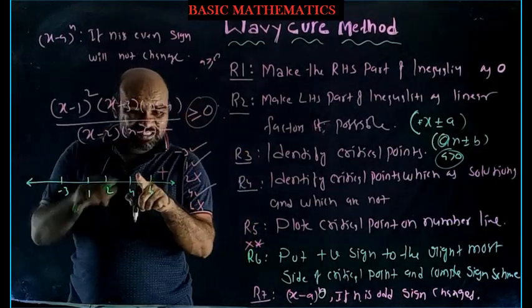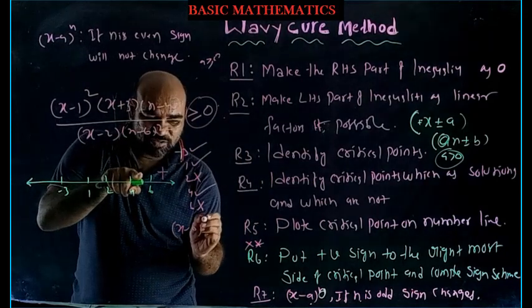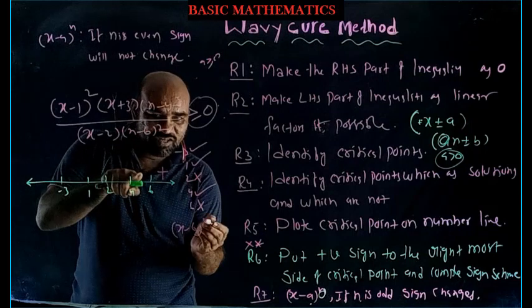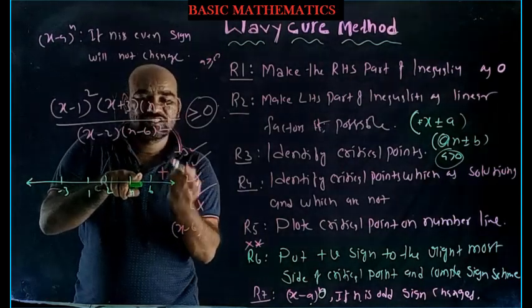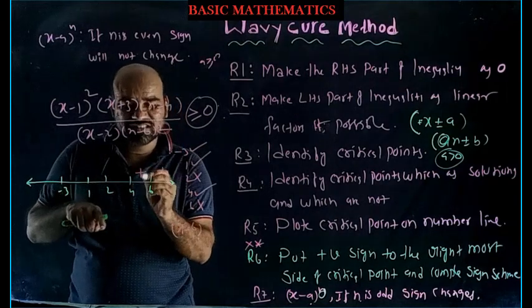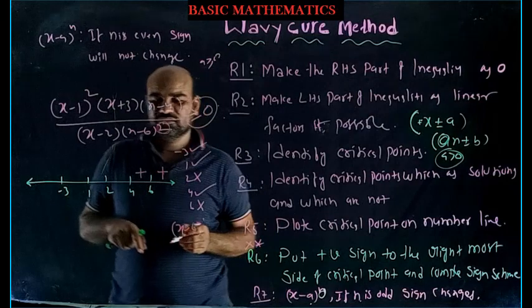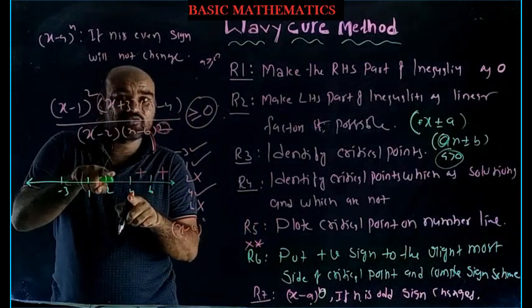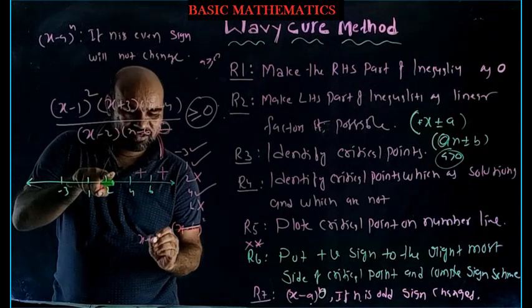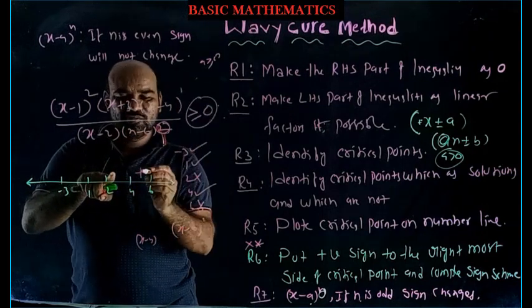Plus or minus depends upon the x minus 6 exponent. If the x minus 6 exponent is odd, the sign will change. If even, the sign won't change. The x minus 6 exponent is even here, so the sign won't change as it is plus; the sign will carry. Next, here plus after minus or plus depends upon the x minus 4 exponent. The x minus 4 exponent is 1, which is odd. Plus becomes minus.